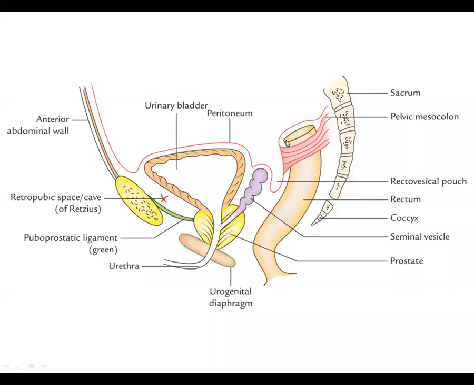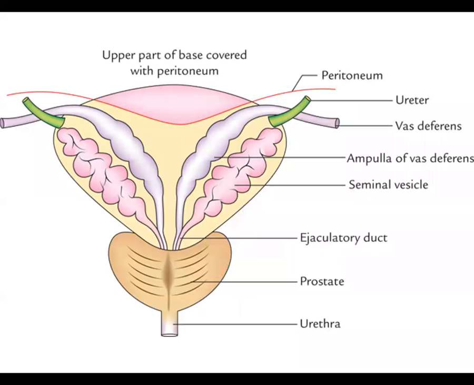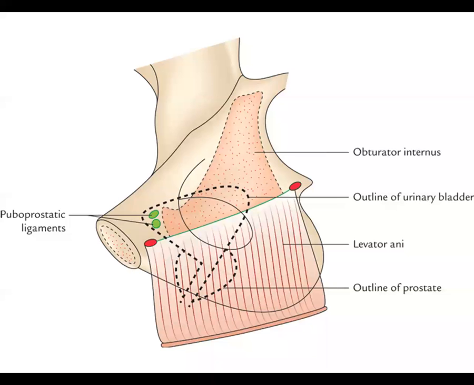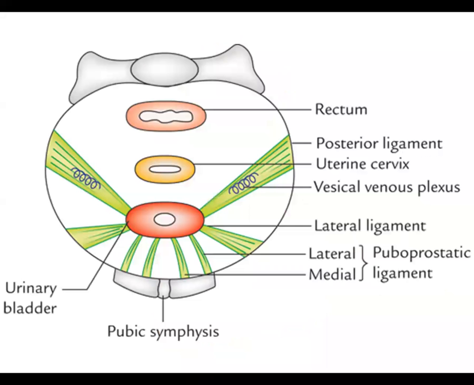Now we'll see the peritoneal relations. We have already seen the peritoneal relations. Only the superior surface and some part of the posterior surface is covered with the peritoneum. The rest is related with the other structures that we already covered. Now we'll see the ligaments of the urinary bladder. There are two types of ligaments, true ligaments and false ligaments.